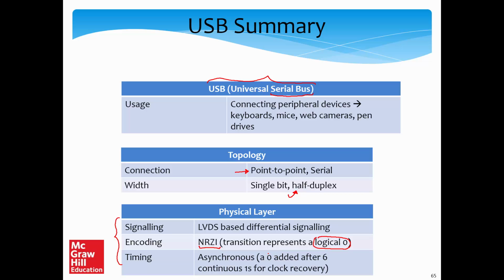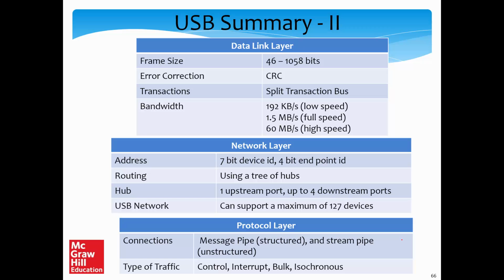But if we have a lot of ones, the voltage remains constant, so we might not be able to recover the clock. So for clock recovery, we add a dummy 0 after 6 continuous ones. This ensures that we are at least able to see some transitions, such that the clock can be recovered at the other side, the side of the receiver.